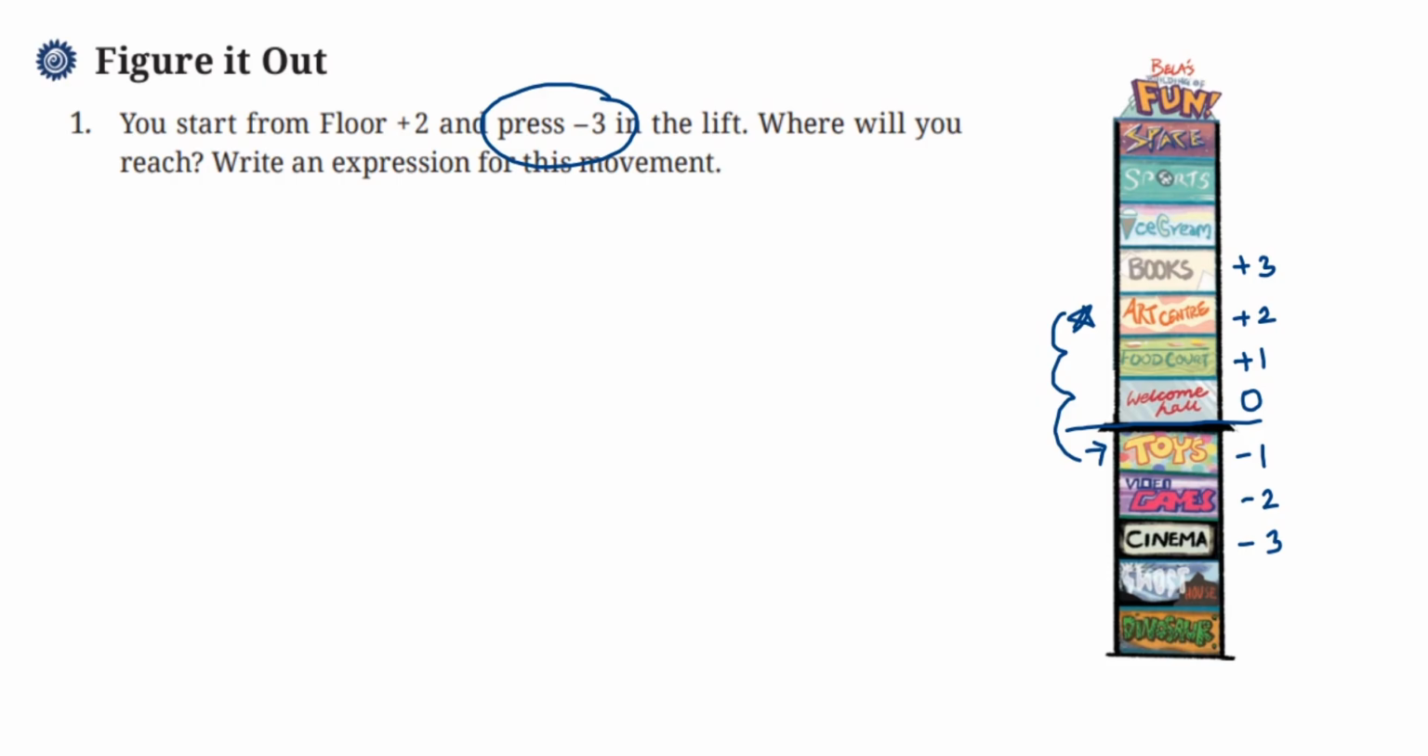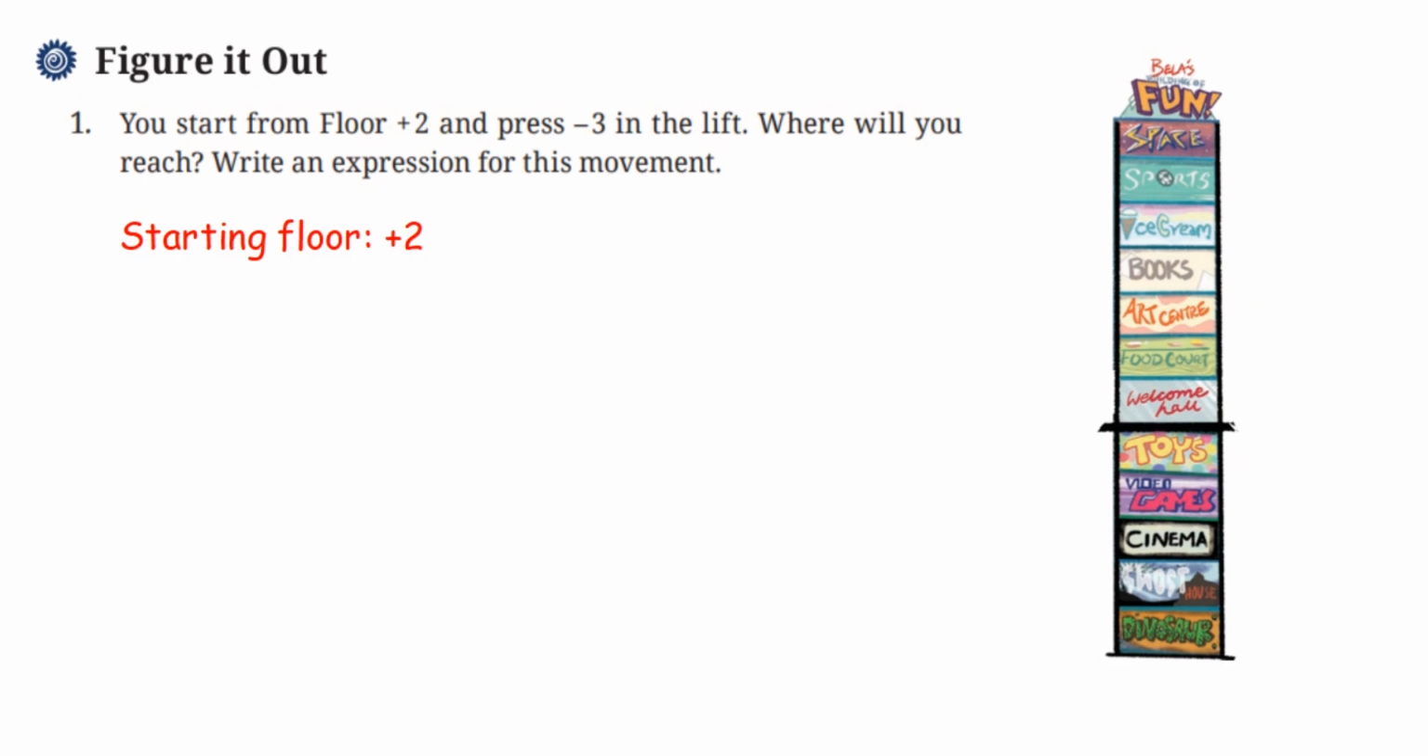So the expression will be: the starting point is +2 and your movement is -3. So your expression will be +2, and to that you have to add -3. And where did you reach? You reach here at toys, which is -1. So the answer will be -1. You will reach the floor -1, which is the toys shop. That's it. To do this, you have to understand this activity and how it is marked.